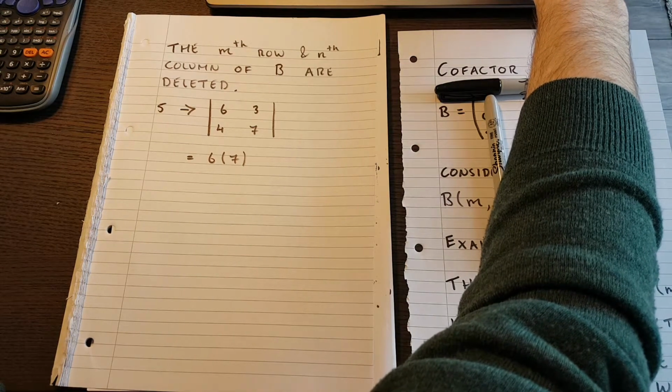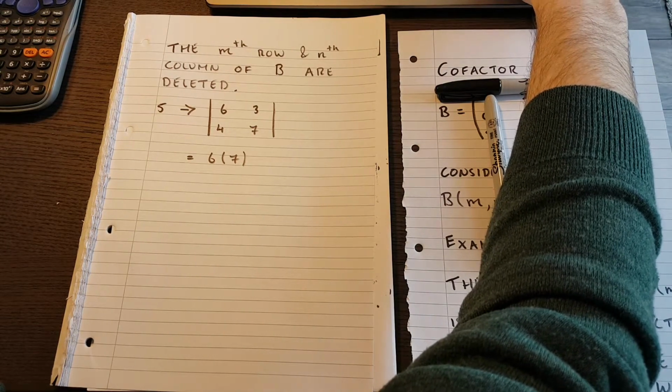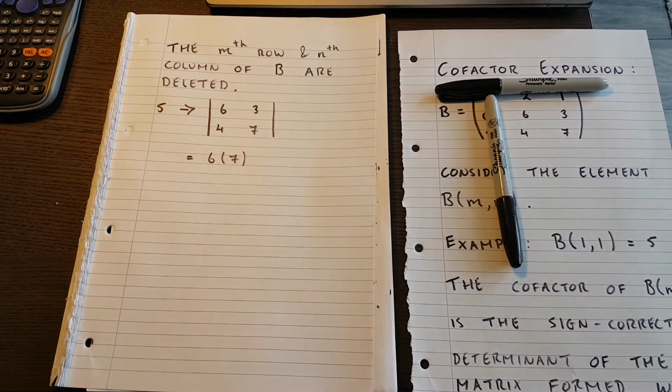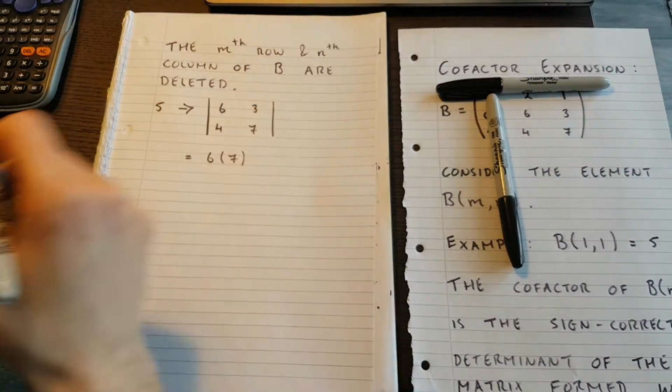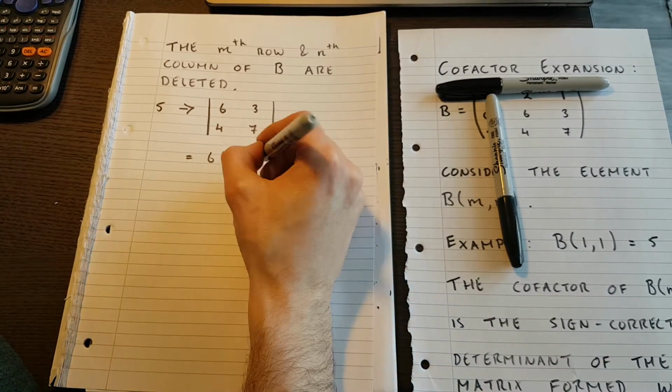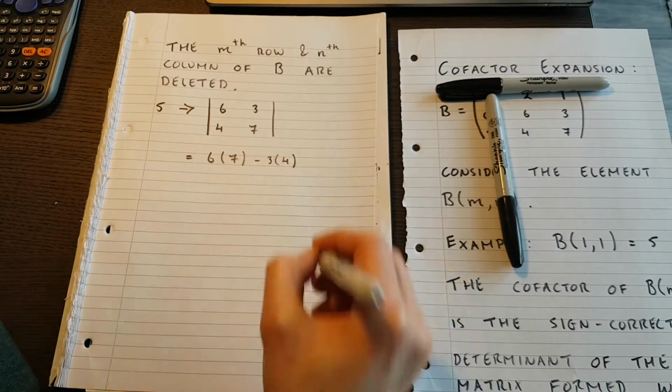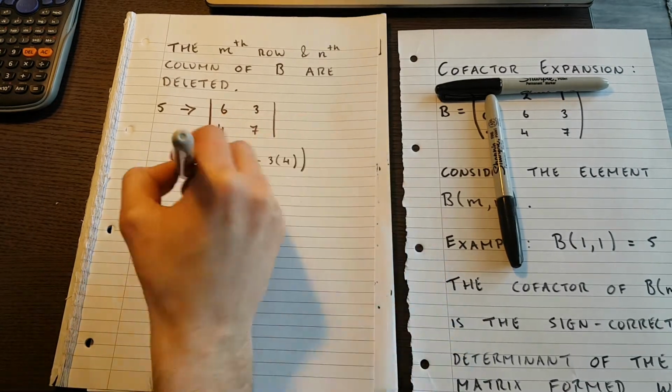Where is he getting these numbers? Am I making a mistake? Oh, no, he's choosing a different number from me. That's fine. Okay. So 6 times 7 minus 3 times 4, which is 30.